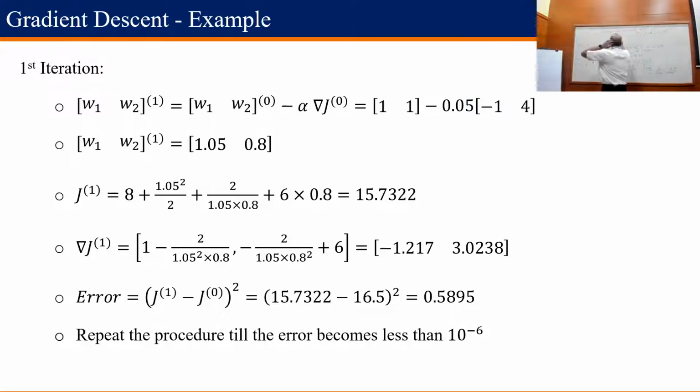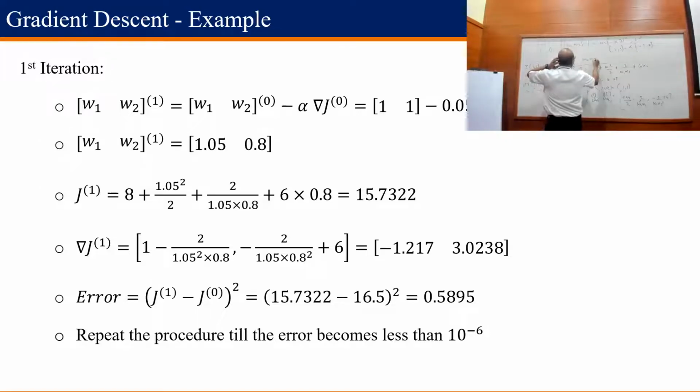0.05. Therefore, (W1, W2) of 1 equals 1.05, then 1 minus 0.05 into 4 is 0.2, so 0.8. This is a minus into minus, so W1 is 1.05 and W2 is 0.8. Okay, so now you have the new W1, W2.